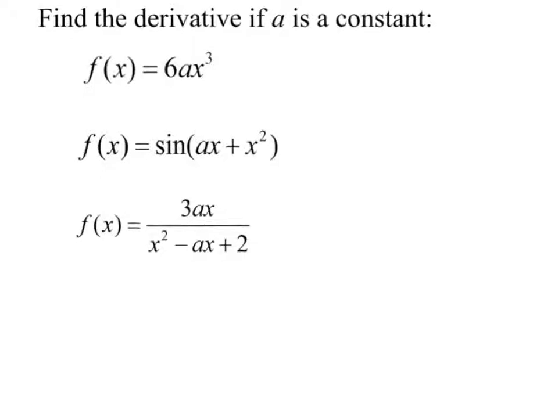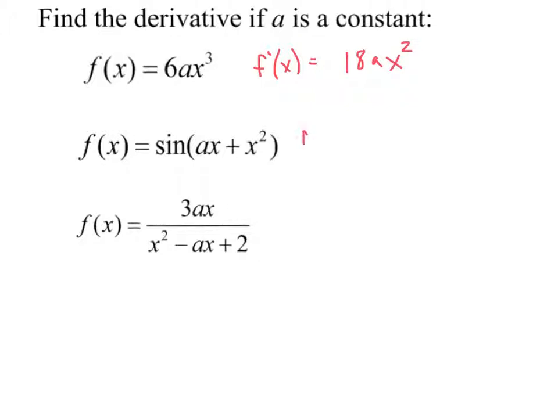In this video, we're going to start looking at partial derivatives. Okay, so this opening slide here is about finding the derivative if a is a constant. You'll see why I'm doing this in just a minute. So f prime, of course, treating a as a constant, would be 18a x squared, just like that.